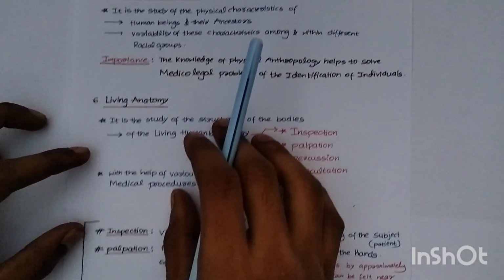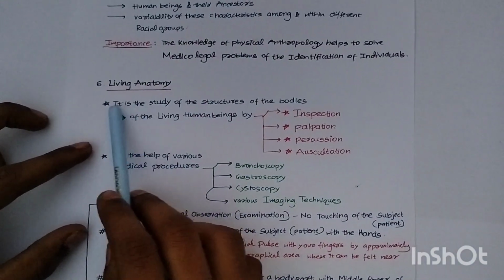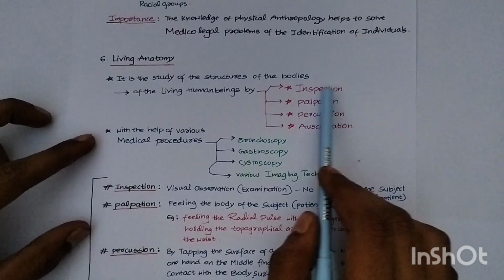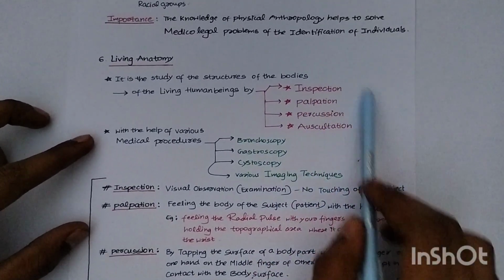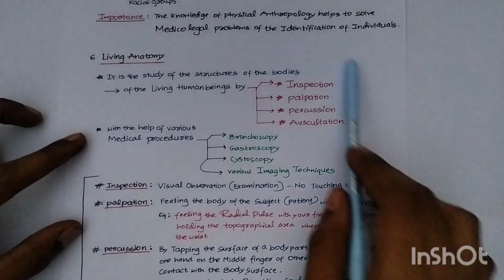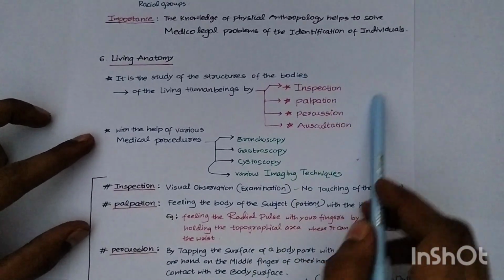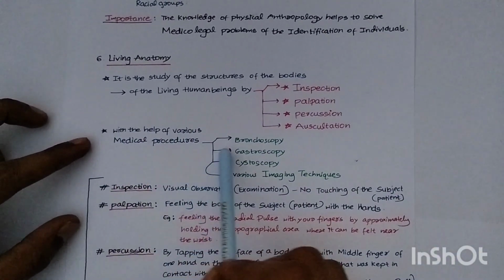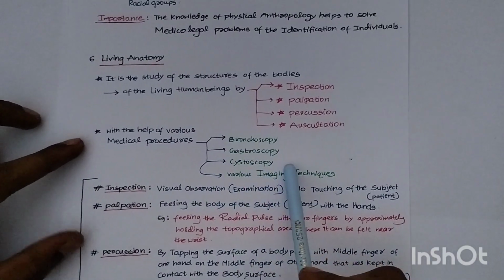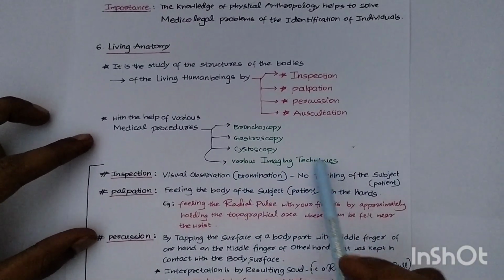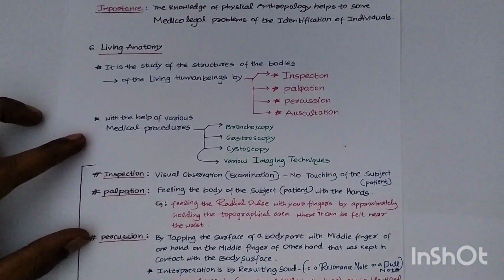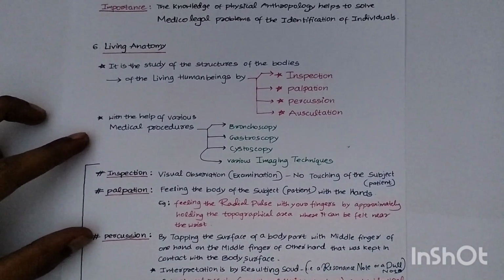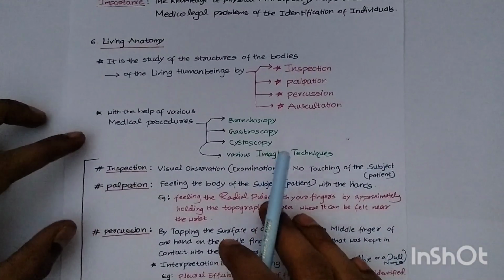And living anatomy, this is very important. The study of the structures of the bodies of living humans by inspection, palpation, percussion and auscultation. Remember these terms throughout your medical career. This will be very, very important throughout your medical career, with the help of various medical procedures, bronchoscopy, gastroscopy, cystoscopy and various imaging techniques. So I was saying that remember these: inspection, palpation, percussion and auscultation. These will be very much useful in your clinical practice.